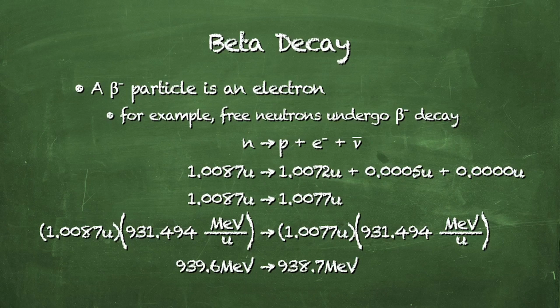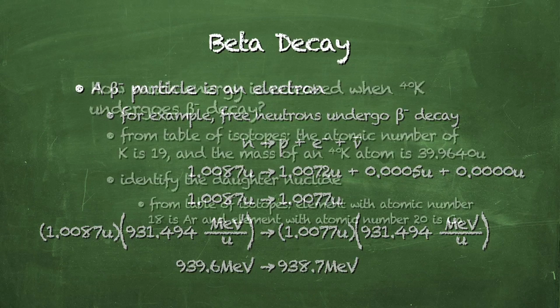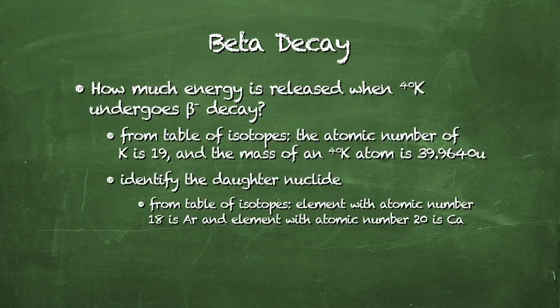Let's work an example with beta minus decay. How much energy is released when potassium-40 undergoes beta minus decay? From a table of isotopes, the atomic number of potassium is 19, and the mass of a potassium-40 atom is 39.9640 atomic mass units.